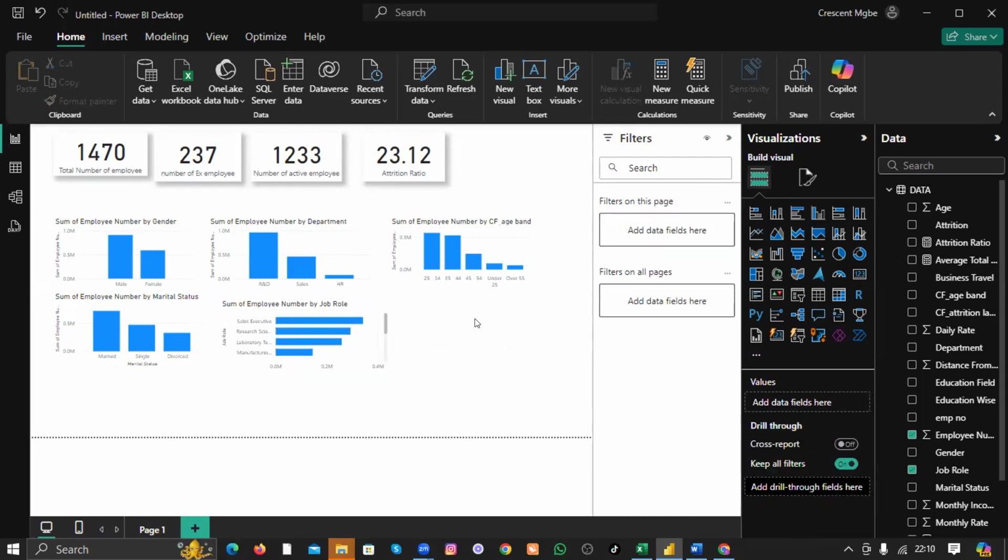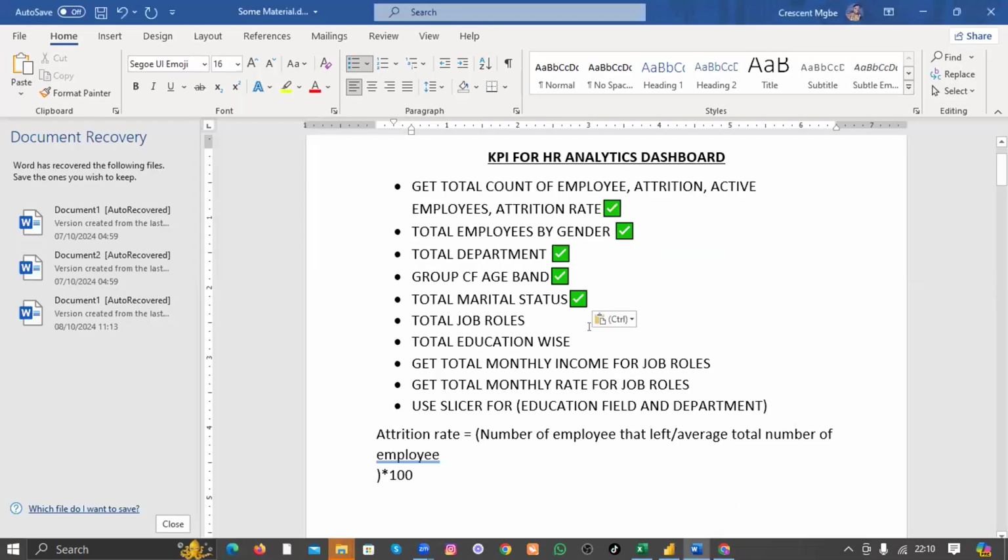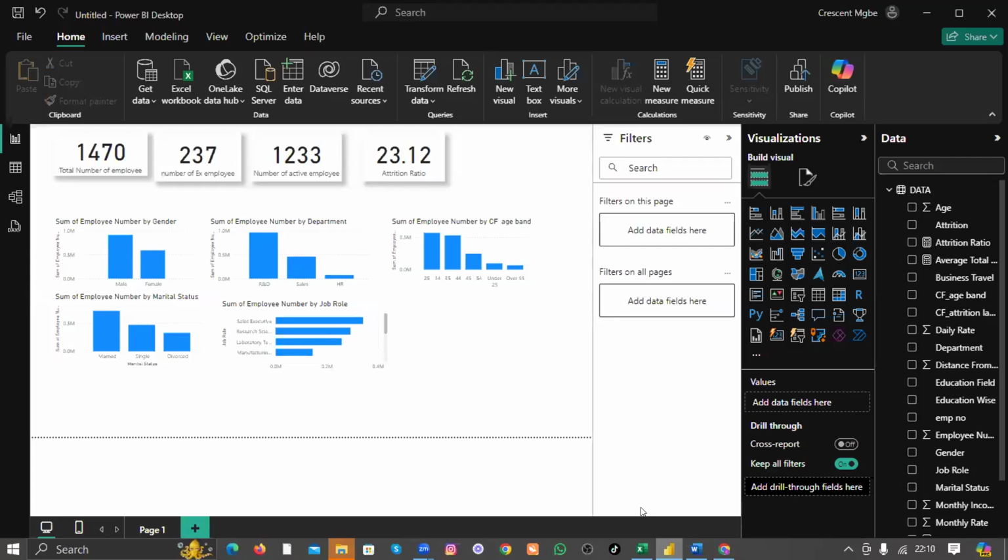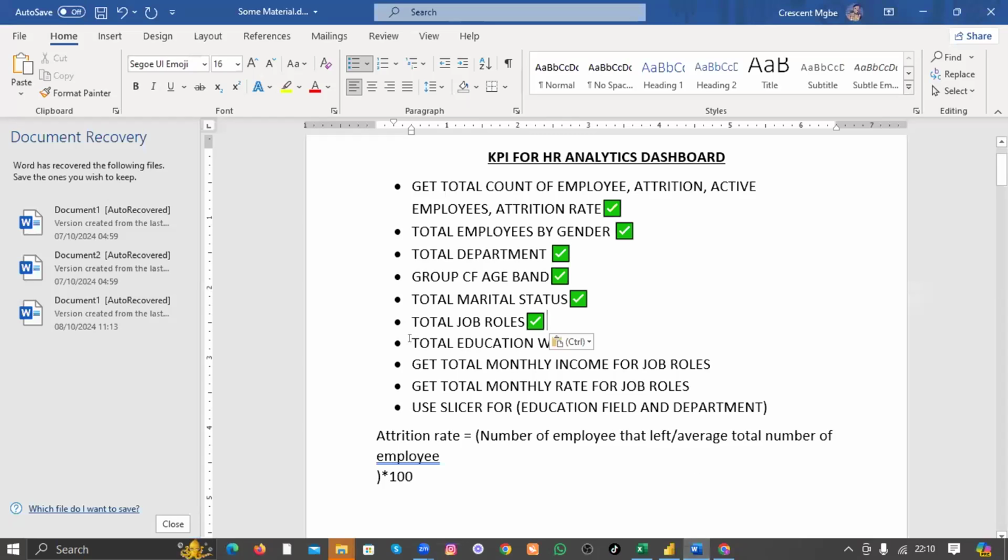So the next one is, so this is data story. You are telling a story here. This is how data story works. You're telling a story, okay? So here, total education. No, what? Only homework there.